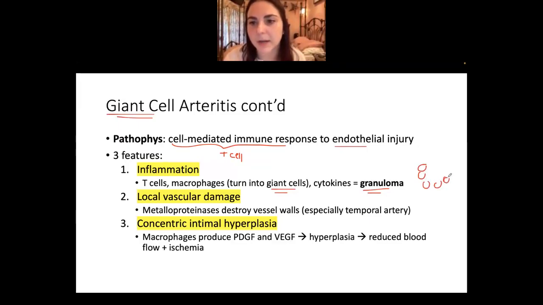That's kind of what's happening here, except in this instance, there's really no trigger. It's just endothelial damage and now the body freaks out. But you do get this granuloma. Then the macrophages that are there, those giant cells, they produce metalloproteinases.